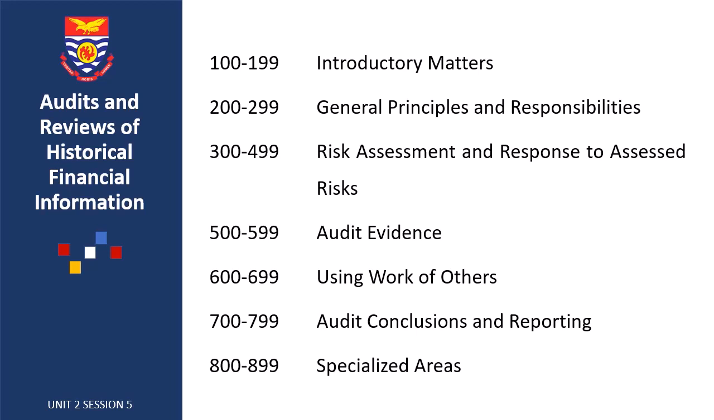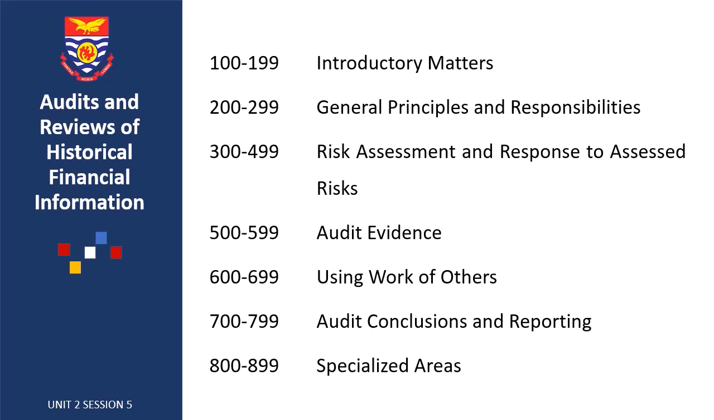So, for example, when we take the audit and review of the historical financial information, there are quite a number of audit standards there. Taking from 100 to 199, they talk about the introductory matters. So the standards that fall within this category talk about the introductory matters. When you take from 200 to 299, it talks about the general principles and responsibilities of the people required to perform the audit and even the client.